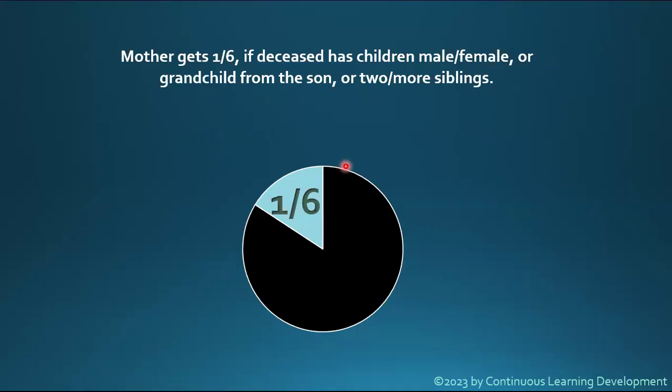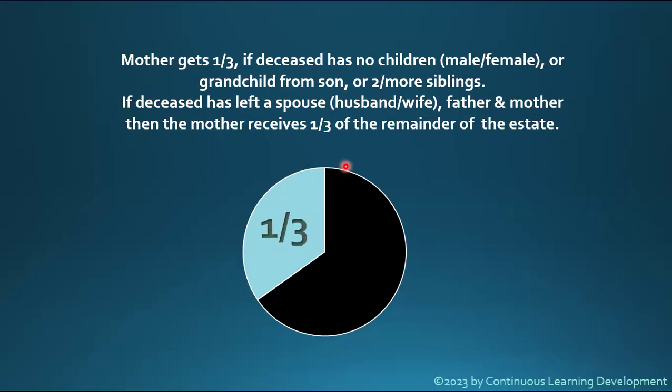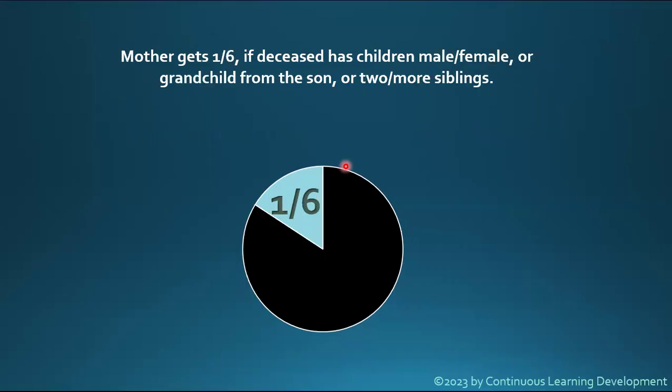The mother, she will get a sixth if the deceased has children, male or female, and a grandchild from the line of the son, and two or more siblings. So her share is the third here, but it decreases if the deceased does have children, and a grandchild from the son line, or if the deceased has siblings, two or more siblings.